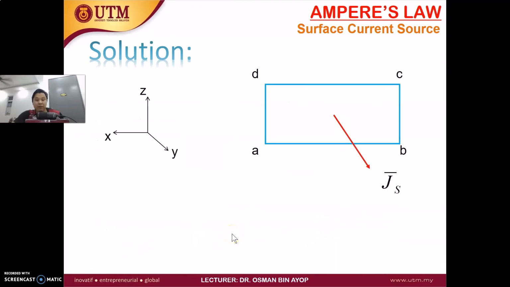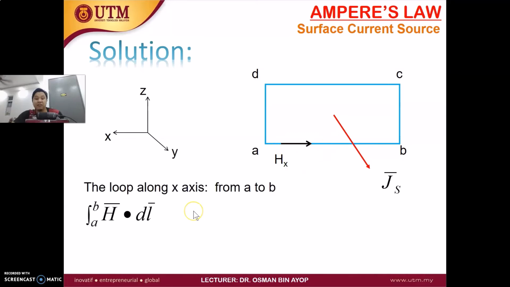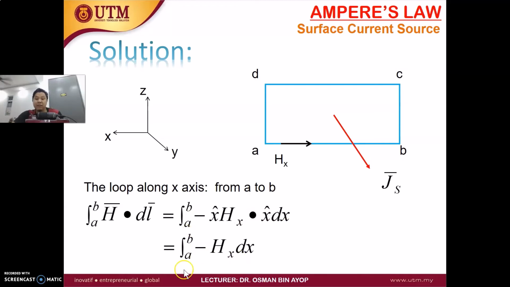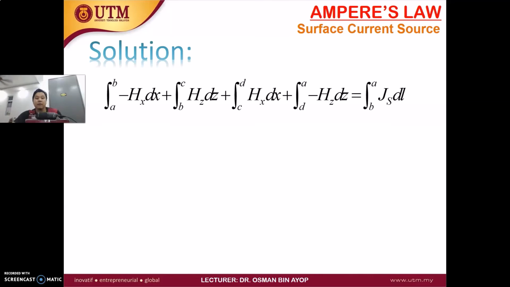From A to B, we have the Hx component. The direction is in the negative x direction. So we write the integral from A to B of H dot dl as the integral from A to B of negative Hx, because the component is in the negative x direction, and our dl is dx in the x direction. It can be simplified into negative Hx dx. Similarly, we can analyze Hz and negative Hz.